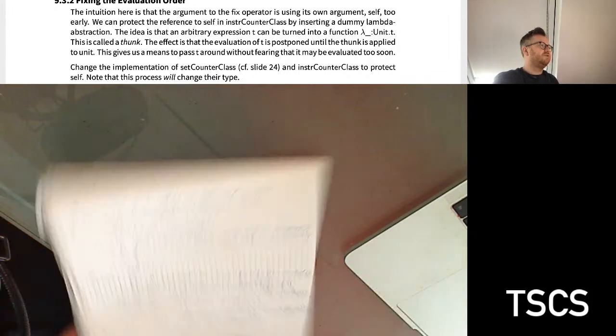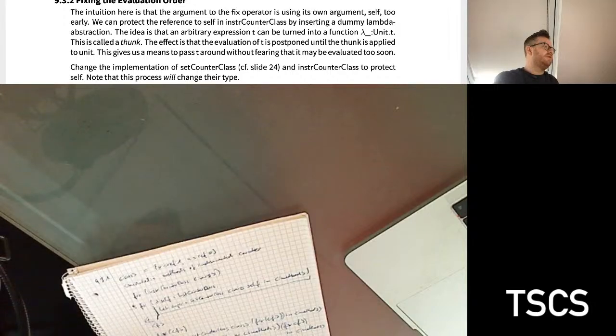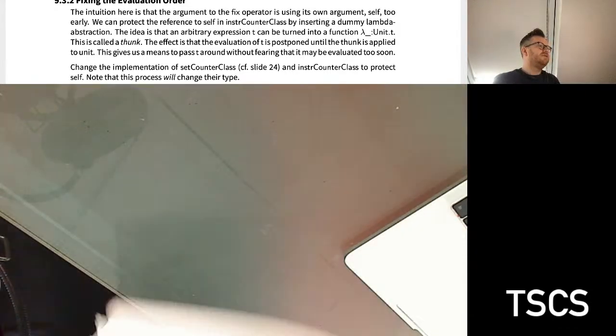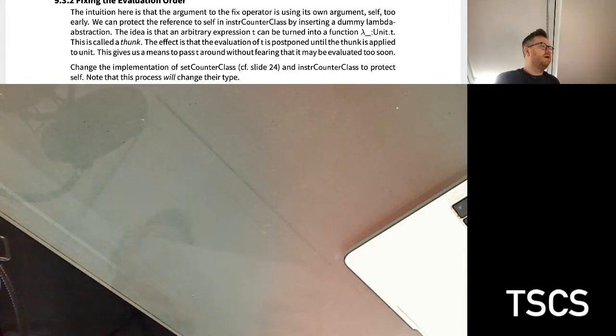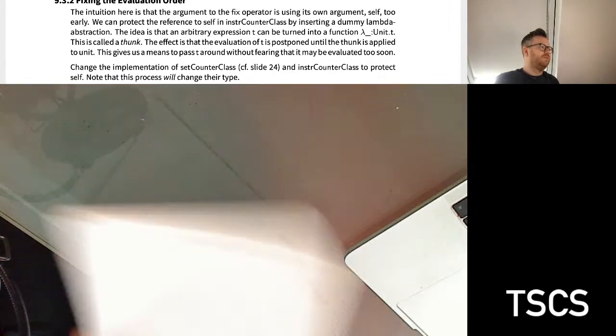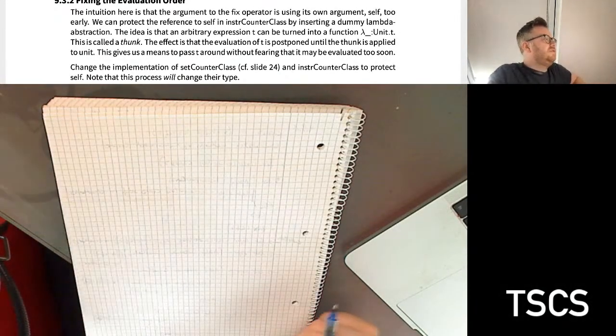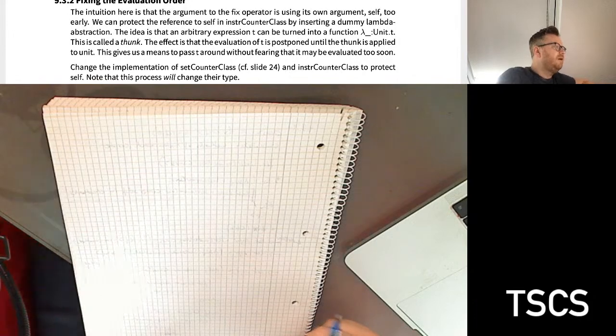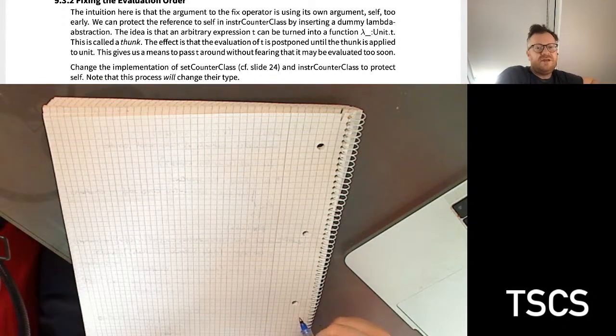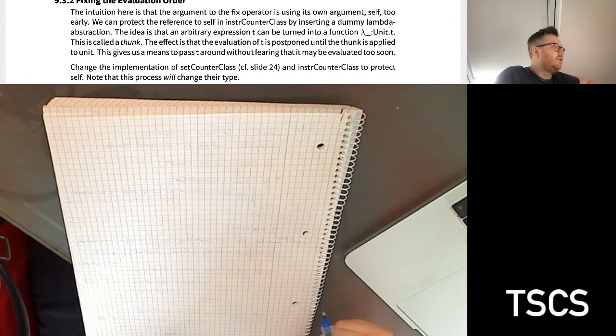So how is that worded here? The intuition here is that the argument to the fix operator is using its own argument self too early. And we can protect the reference to self in the instrumented counter class by inserting a dummy lambda abstraction. The idea is that an arbitrary expression t can be turned into a function if you just put it inside the body of a wildcard function like this. And this is called a thunk.